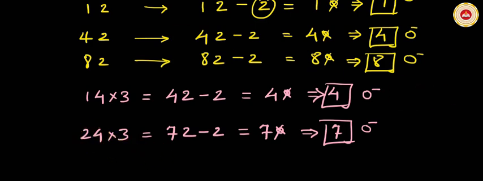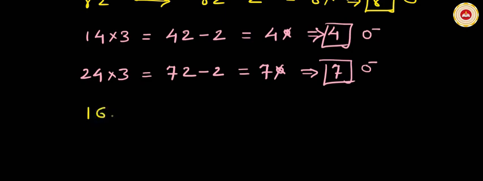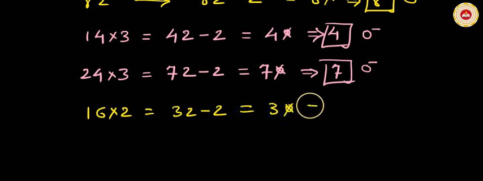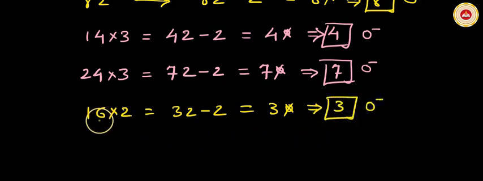Now if it is 16, what to do? Convert this 16 into such number which contains 2 in the units place. So multiply this 16 by 2. You get 16 twos are 32. Subtract 2 from this 32. You get 30. Neglect this 0 and write 3 as it is. And this 3 is negative osculator for 16.